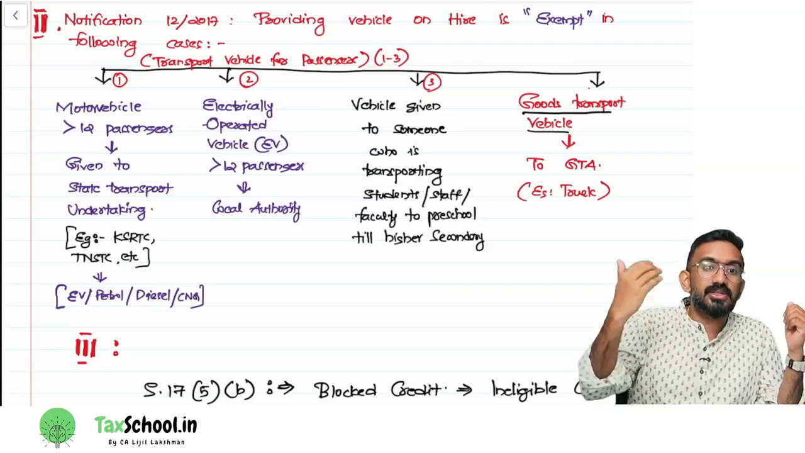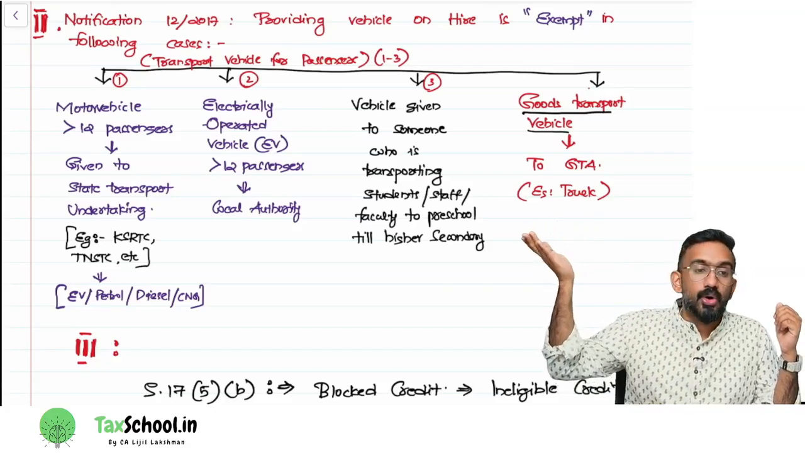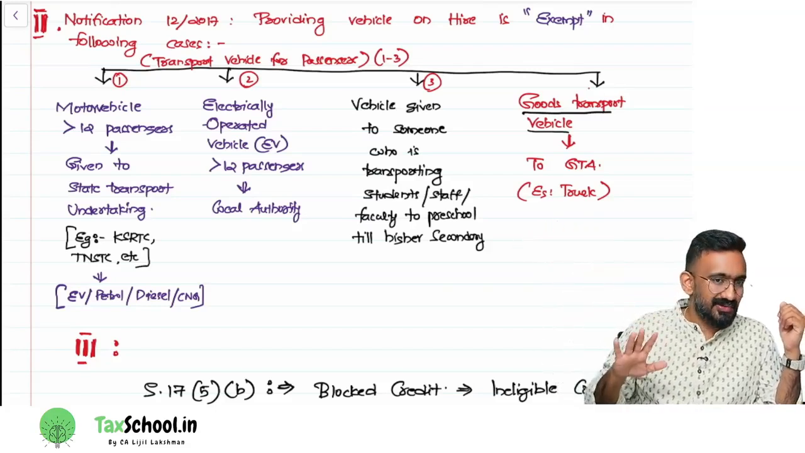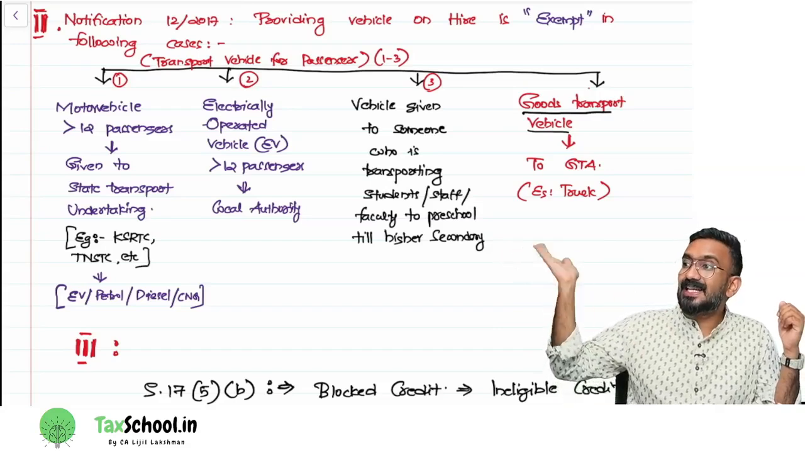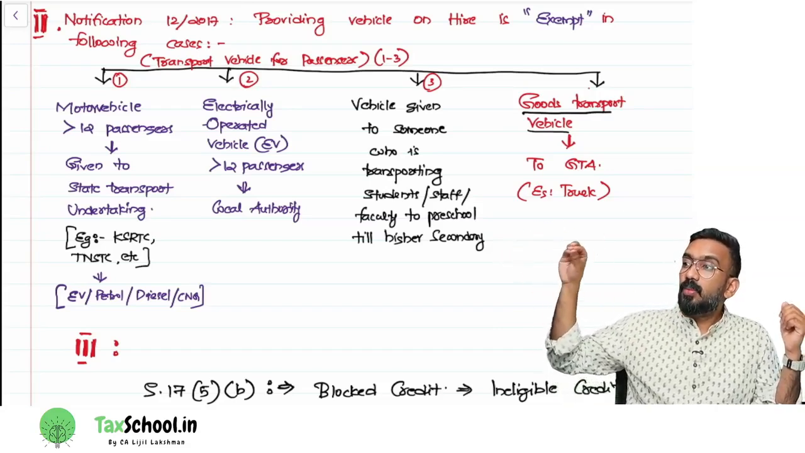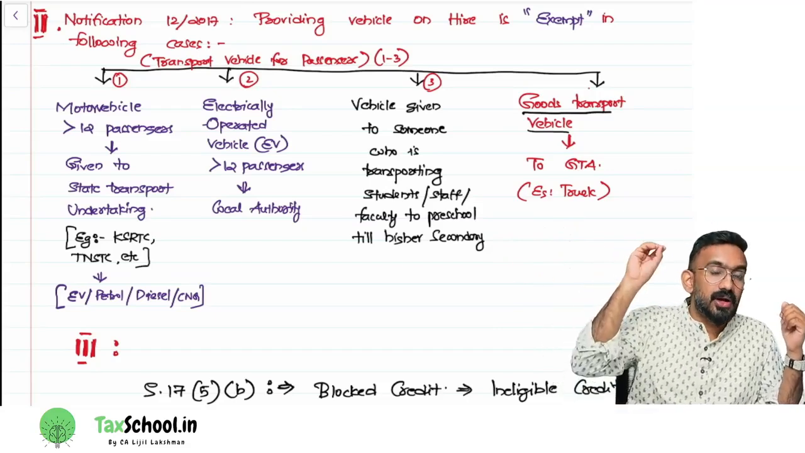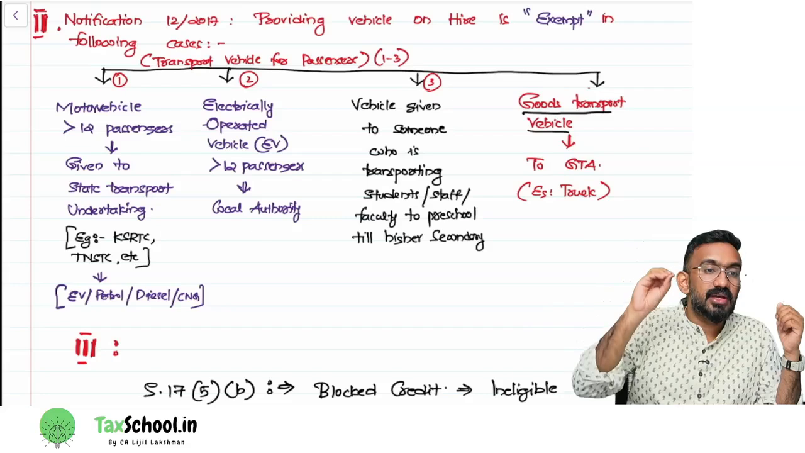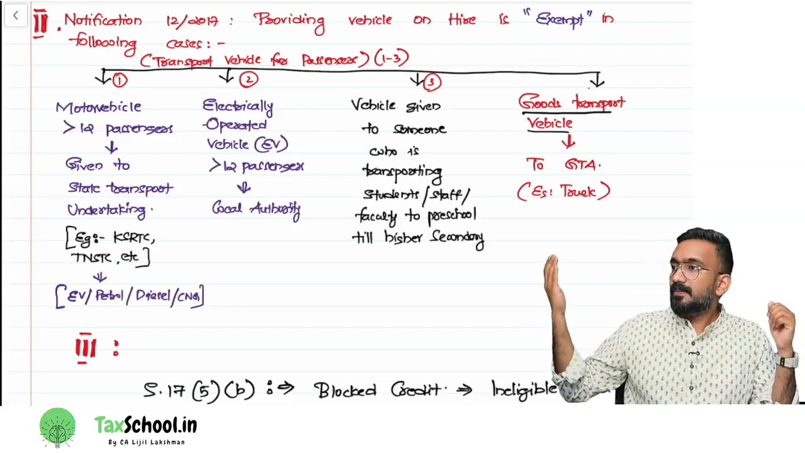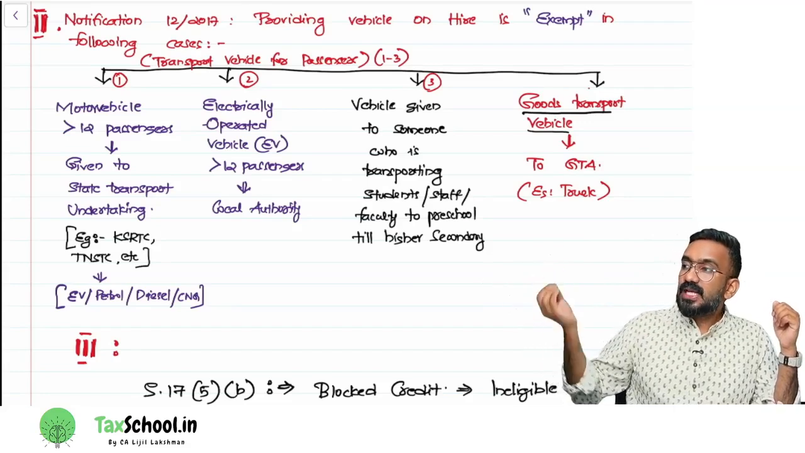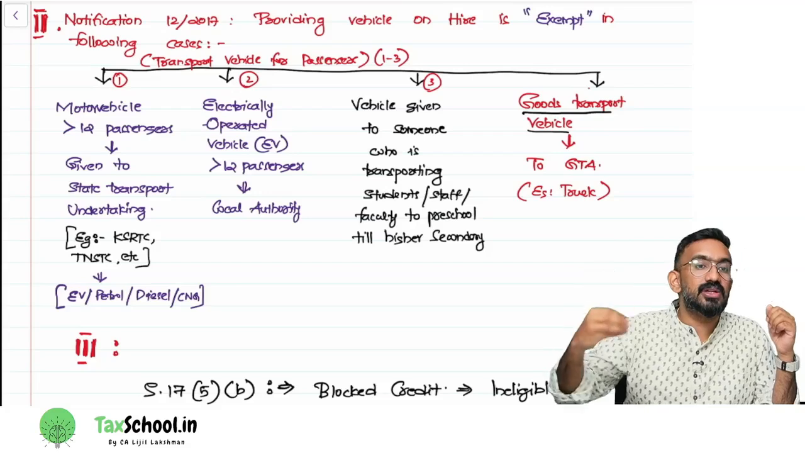You are giving a bus to a state transport undertaking would be exempted on rent. So a motor vehicle of more than 12 passengers only will be exempted. Then if you're giving an electrically operated vehicle of more than 12 passengers to a local authority, it is exempted. Kochi Corporation or Chennai Municipal Corporation, you're giving a bus would be exempted only if it's an electric bus.